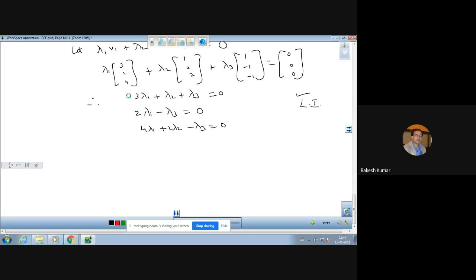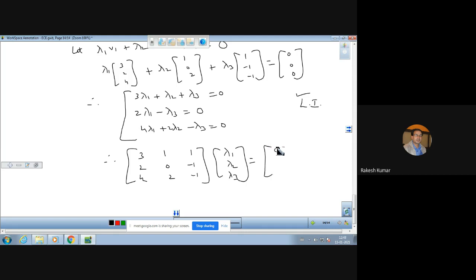Now this is a system of equations. एक्चुअली तीन इक्वेशंस हैं हमारे पास. So with the help of this, we can write down the matrix 3, 1, 1, 2, 0, -1, 4, 2, -1 into lambda 1, lambda 2, lambda 3, and that will be 0, 0, and 0.